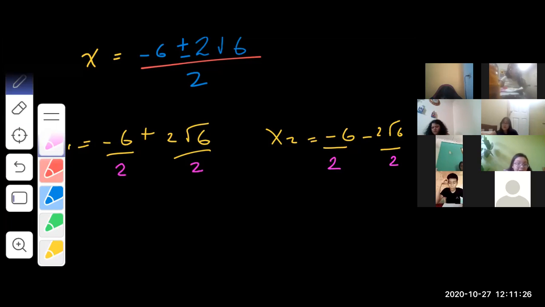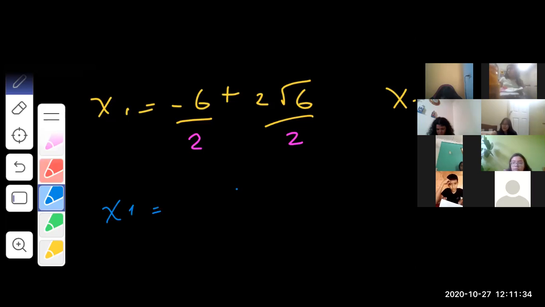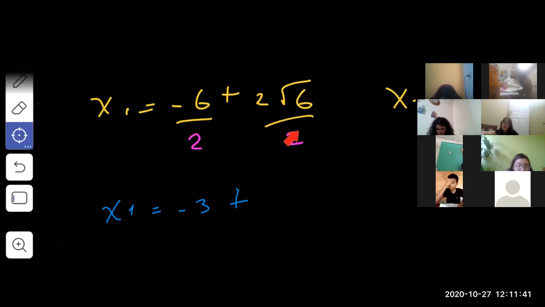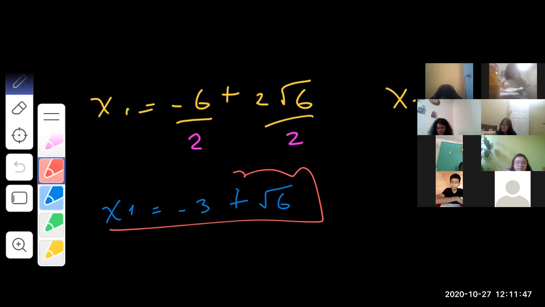Okay, let's simplify that out. Solution 1, guys. We simplify this: 6 over 2, which is -3 plus 2 divided by 2, that equals 1. I don't need to put a 1, just this. This is my solution.